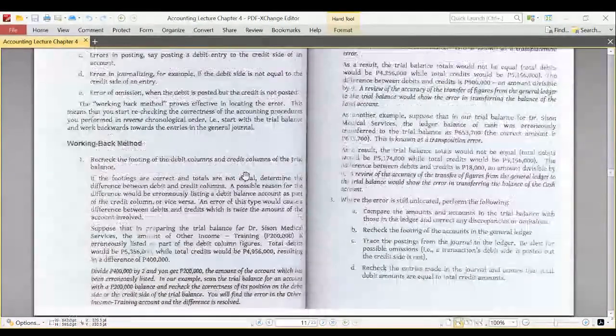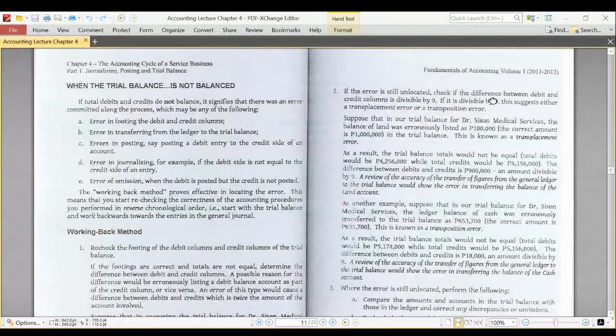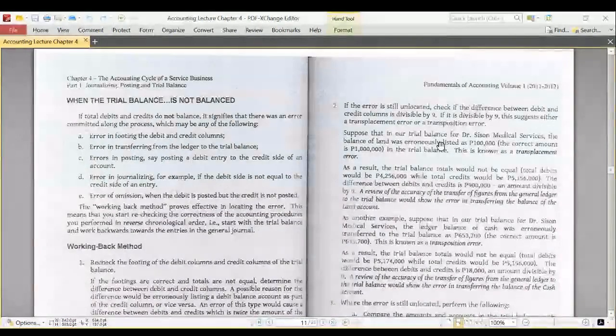The amount of the account which has been erroneously listed. Yan. Ano pa? Kung hindi na-lista sa kabila, meron tayong tinatawag na transplacement error or transposition error. Anong transplacement error? The decimal place was erroneously identified. There is a transplacement of the decimal place from one side to the other.